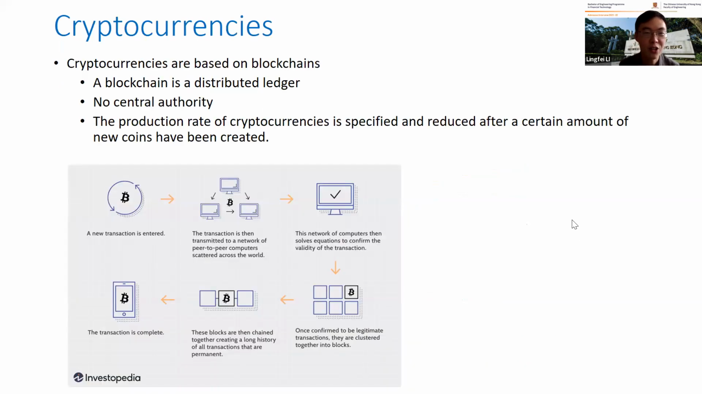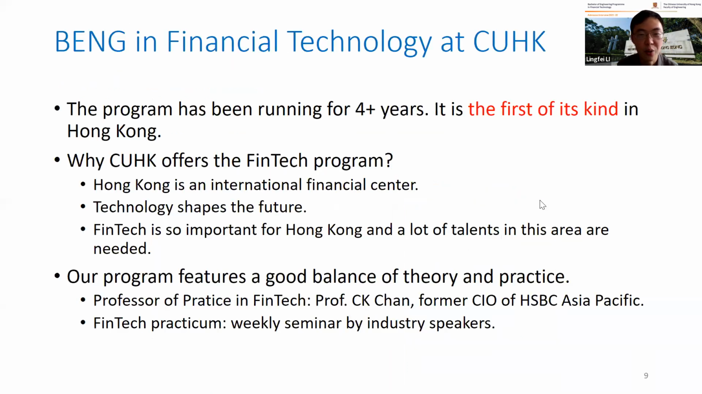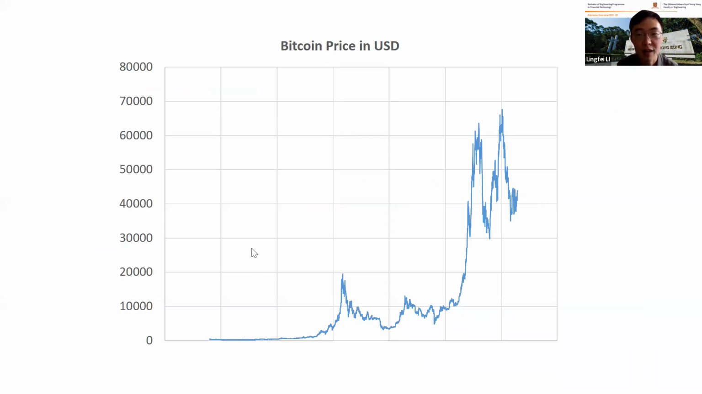Okay, so the last application is about cryptocurrencies. I bet you have heard about Bitcoin. I can show you a price chart for Bitcoin. The price is quoted in US dollars, and of course you can just multiply it by 7.8 to convert the price into Hong Kong dollars.